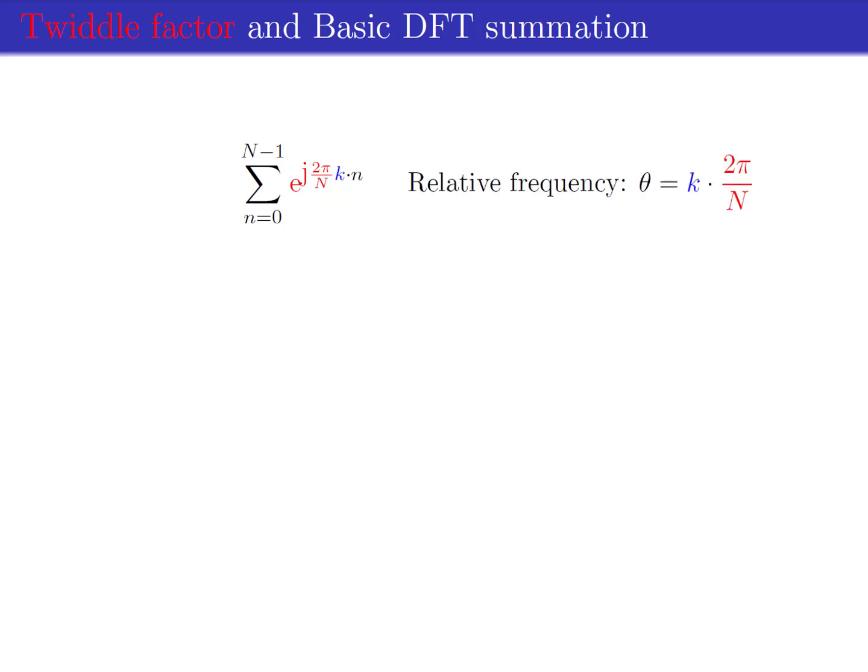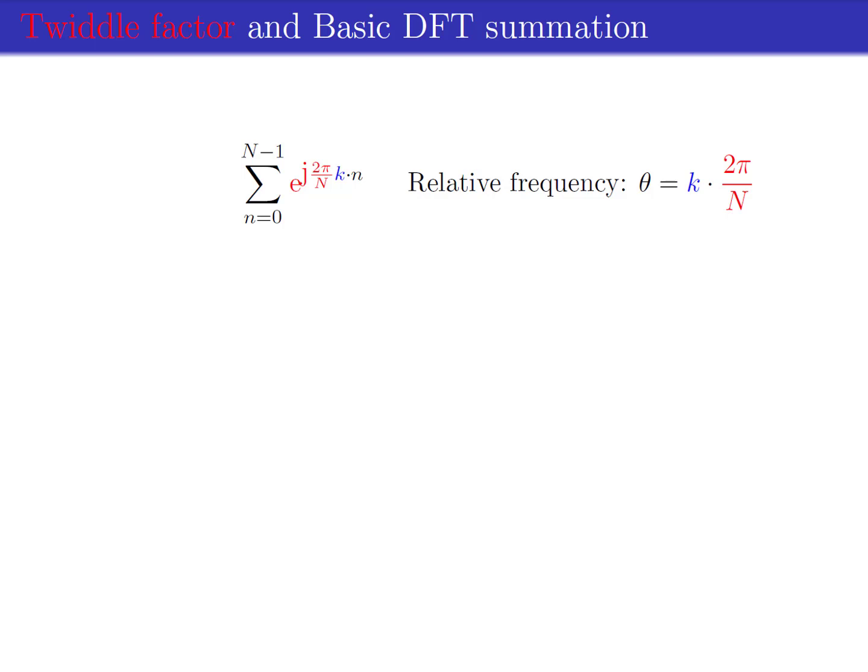Now, in order to understand the mathematics that are used in the DFT algorithm, we will see that the exponent e to the power j 2 pi divided by N plays a very important role. That's why this exponent is given a special name, the twiddle factor. This twiddle factor is used in the DFT summation, in which the relative frequency theta is related to the DFT index k as k times 2 pi divided by N.